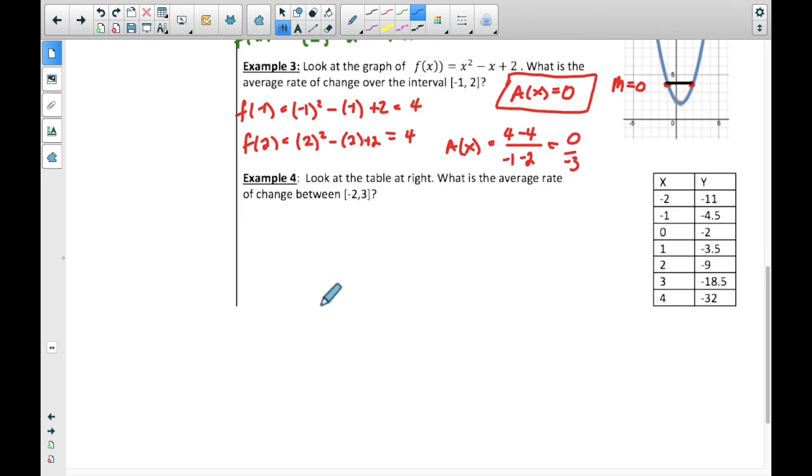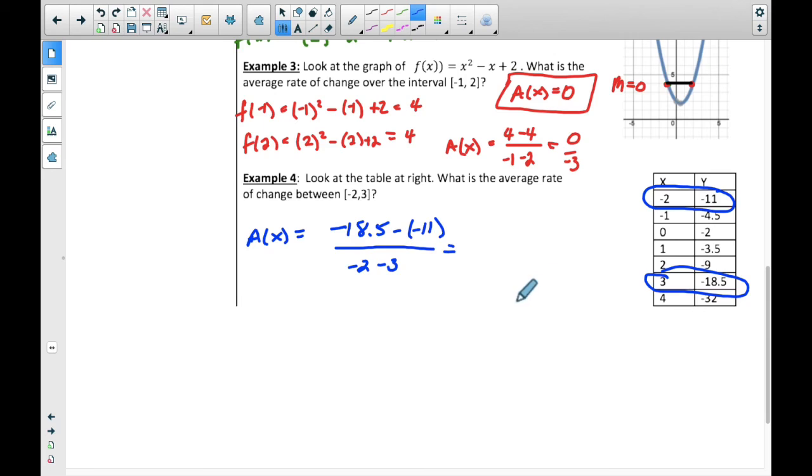And our last example looks at a table. What is the average rate of change between negative 2 and 3? Well, negative 2, if we look at our table, here's negative 2, and 3 is here. And so, yes, it has these variations in the middle, but we don't really care about the variations. We basically just want the slope between these 2 points. And so the slope between these 2 points, we would calculate it just like we would calculate any other slope. We're just ignoring the fact that it has this inconsistent pattern in the middle because we don't care about that. We're just looking for the average rate of change.